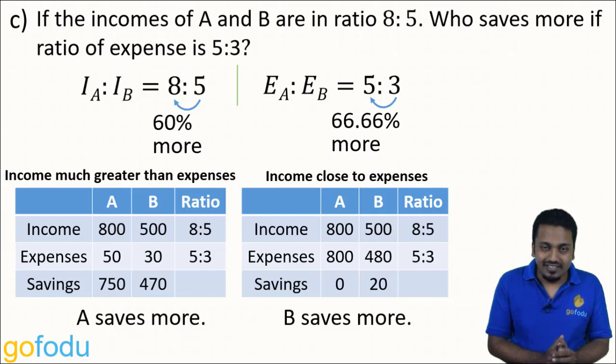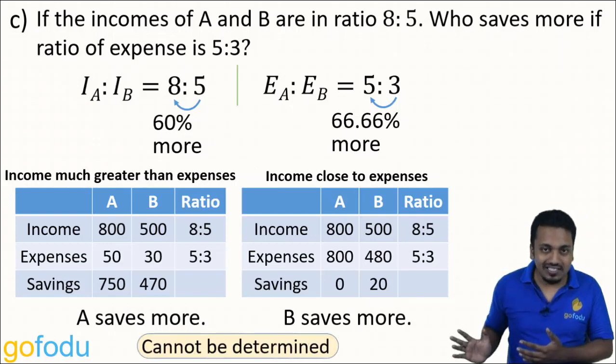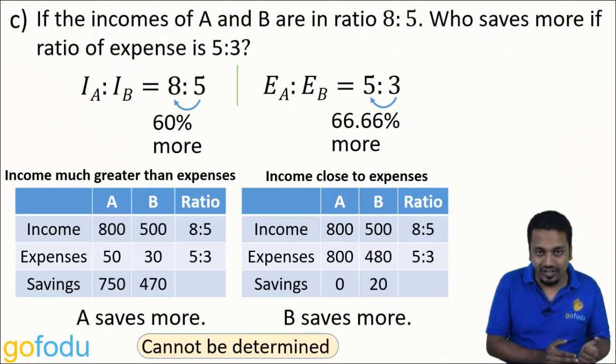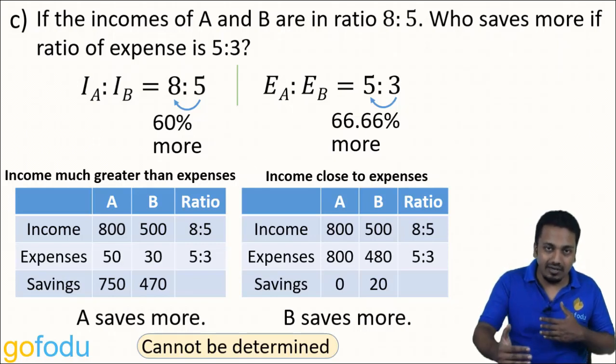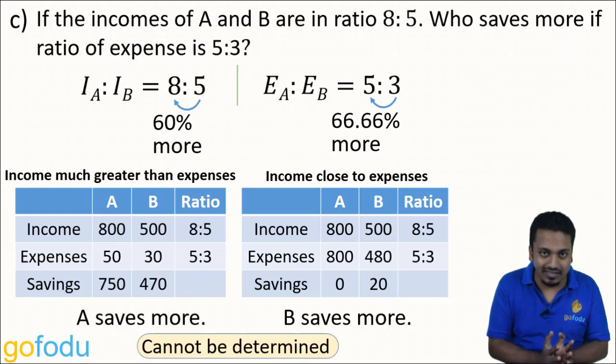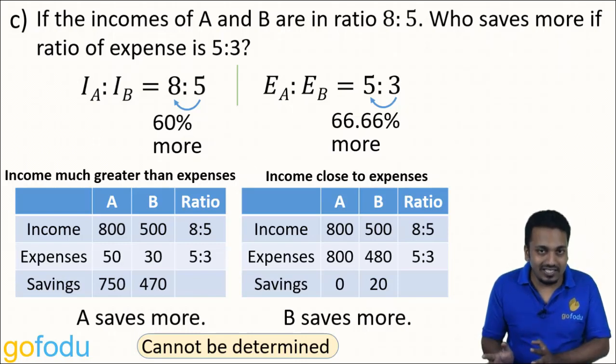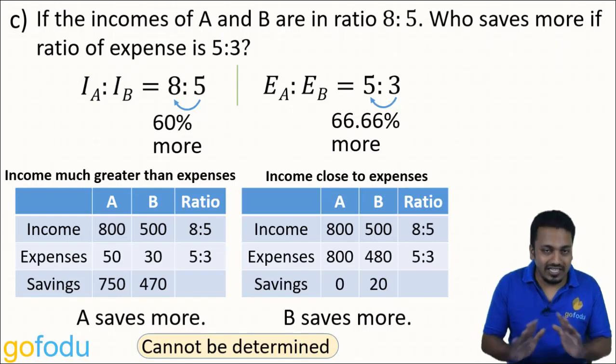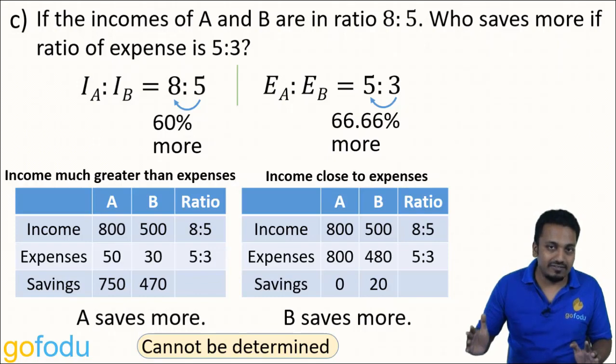So all in all, considering the two tables, considering the two cases, when income is way bigger than the expense and when income and expenses are very close to each other, we can say that we can never be sure about who saves more. We cannot say for sure who saves more.